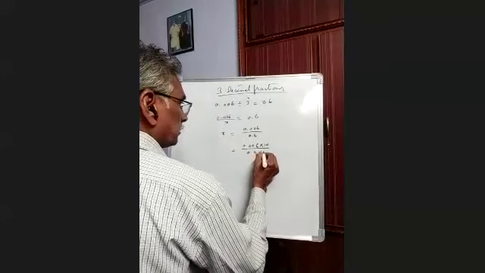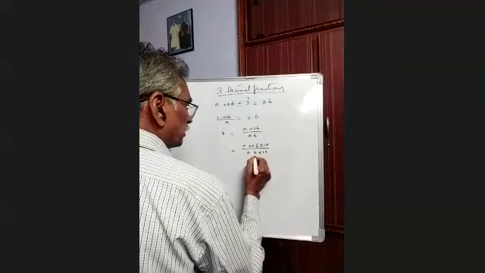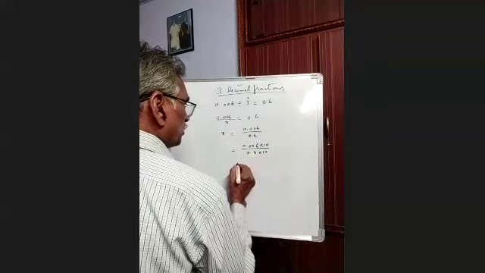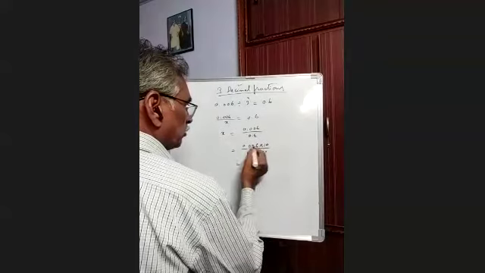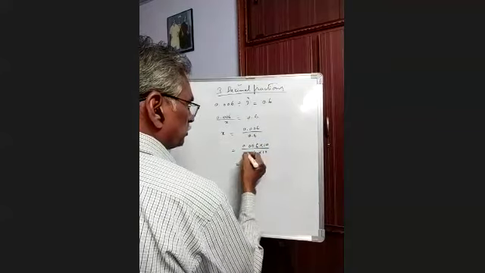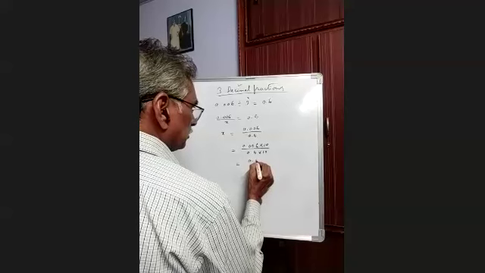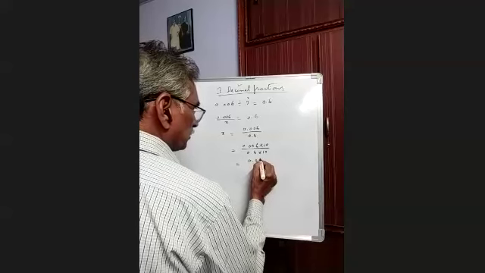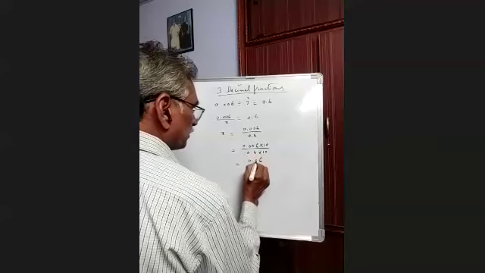0.6 into 10, no change. Multiplying both numerator and denominator by the same number, the value will not be changed. So multiplying by 10, one decimal shifts, the decimal point moves one place to the right side. 0.06. Okay, only one 0 will be there here.